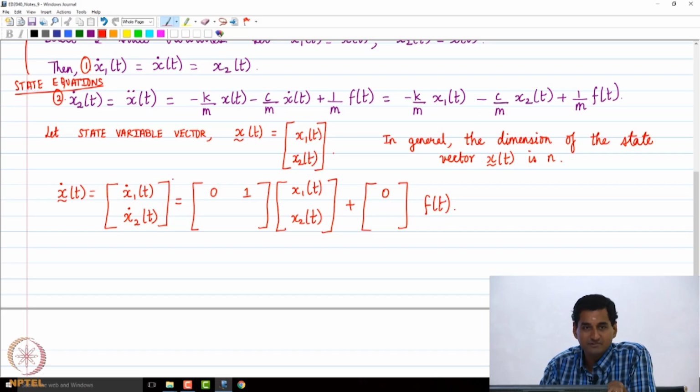We do, right? So the row 0, 1 multiplies the column x1, x2, you get x2, right? And 0 multiplying f anyway will not contribute anything additional, right? So we are getting the first state equation.